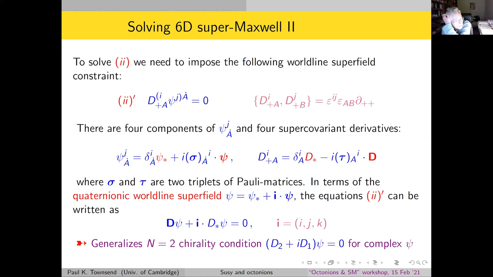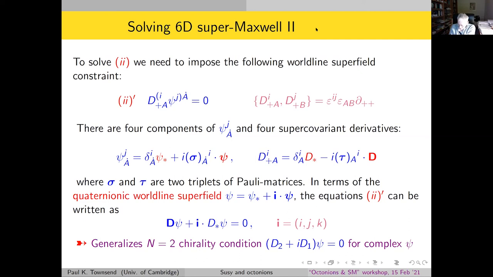Here I've done it in terms of just triplets of Pauli matrices, because basically going from quaternions to this SU star 4 is really like realizing the quaternions as Pauli matrices. If you rewrite that in terms of octonions, then you discover that condition 2 prime actually boils down to this condition here, which is a generalization of, you see, this is a triplet of conditions. If you have only a single imaginary unit, i, then of course this is just the chirality condition for a complex, N equals 2 complex superfield. And so this is the way you generalize that to the quaternions.